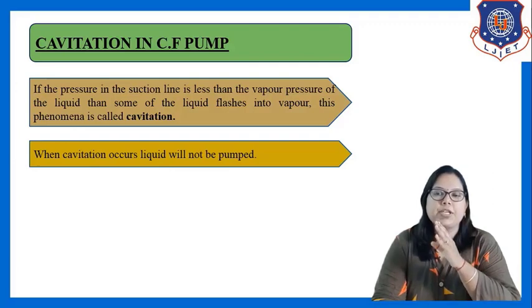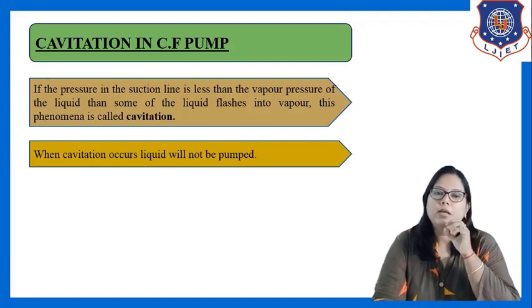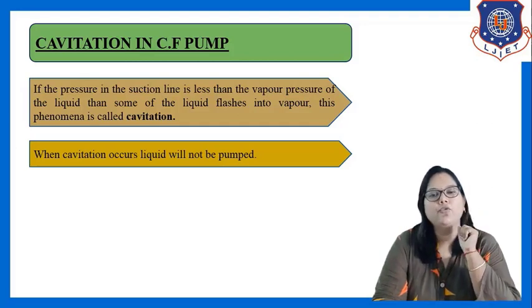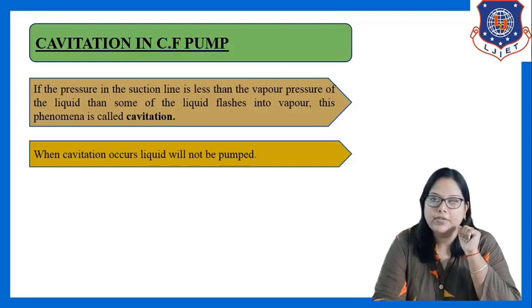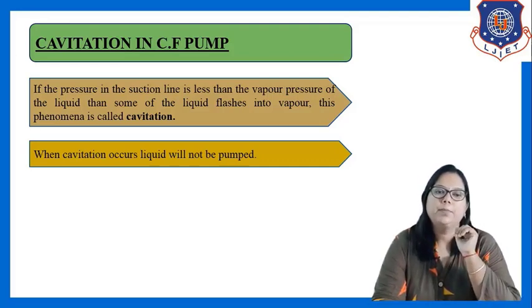So when pressure in the suction line goes below the vapor pressure of the liquid, liquid starts to flash into vapor. And that condition is known as cavitation, and when cavitation occurs, liquid cannot be pumped.